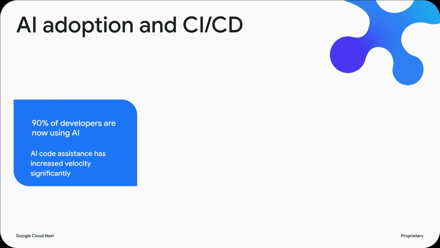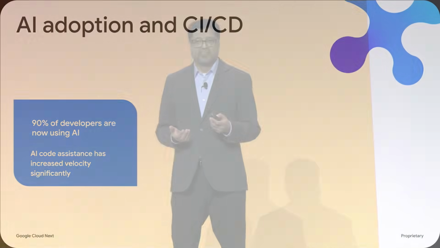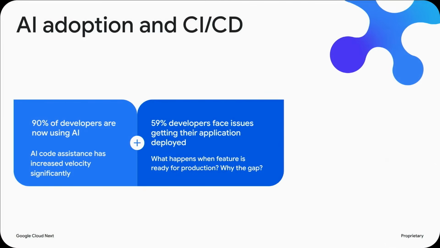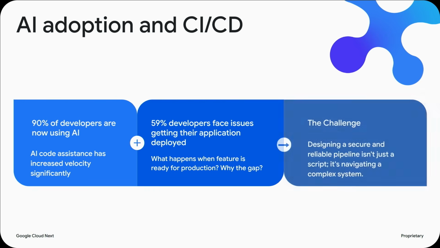But what happens when that brilliant AI-generated application is ready for production? It is natural to expect that coding agents can help deployment as effectively as they can help with the coding. Still, we are seeing almost 60% of developers face issues when deploying their applications, even when using coding agents. So what happens? Why the gap?